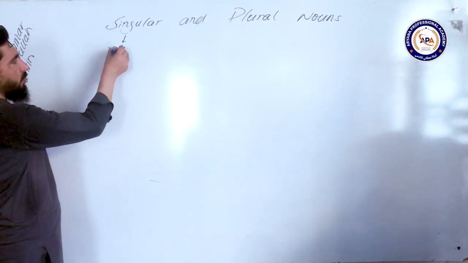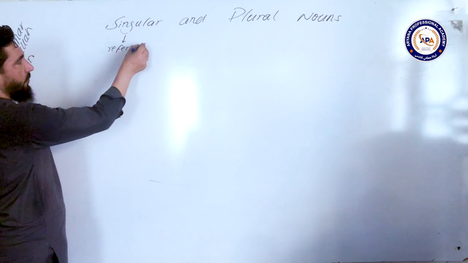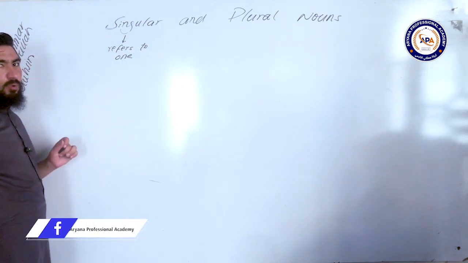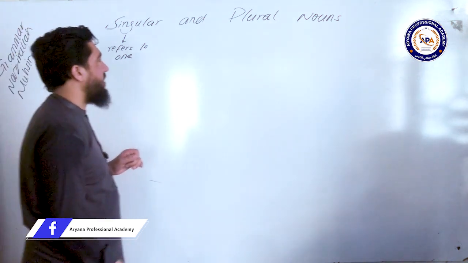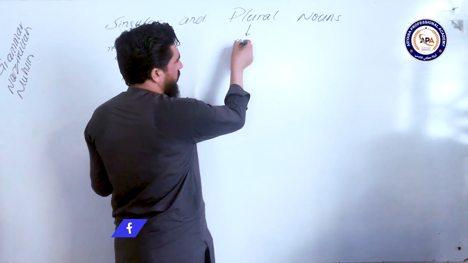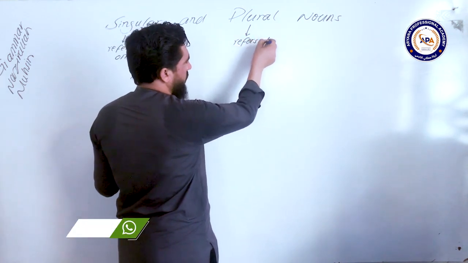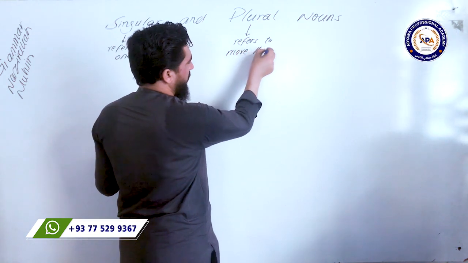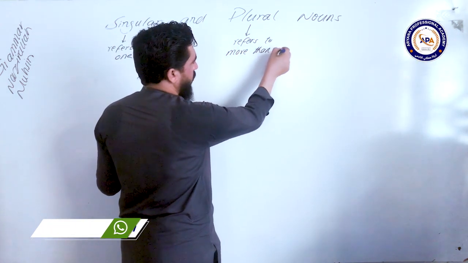A singular noun is a noun that refers to one thing, one place, one person, one animal, whatever that is. And a plural noun is a noun which refers to more than one.